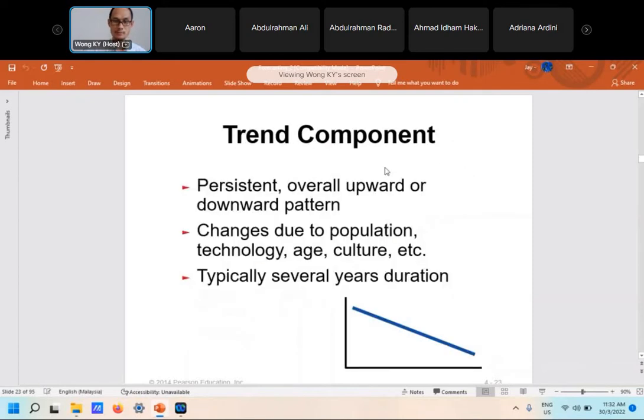Right? So trend component means you have a persistent either upwards or downwards pattern. If you have something like this, then this is a trend. The demand is going down. Trend of demand happens due to many factors, for example, due to population change, technology change, aging, culture, and so forth.